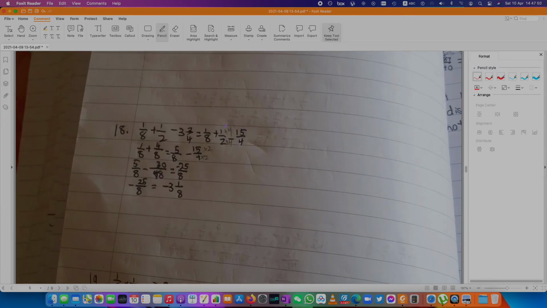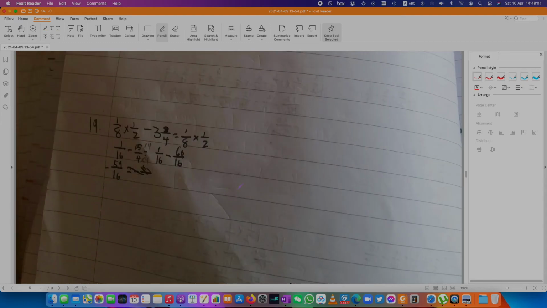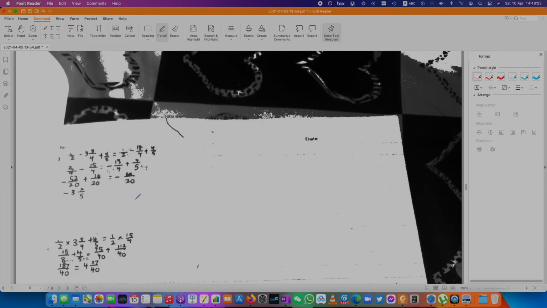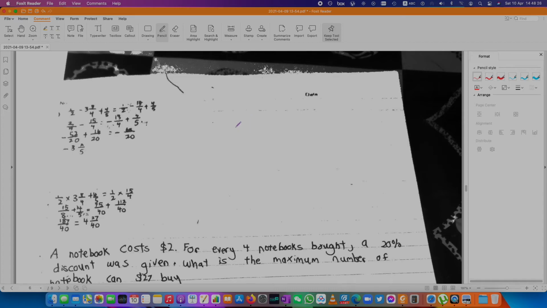I'm checking your work. Okay, then what? Okay, 19. You go and look at your 19. How come minus 59 over 16 and then you stop there? Negative 3 whole 11 over 16. Okay, next. I'm checking your work.